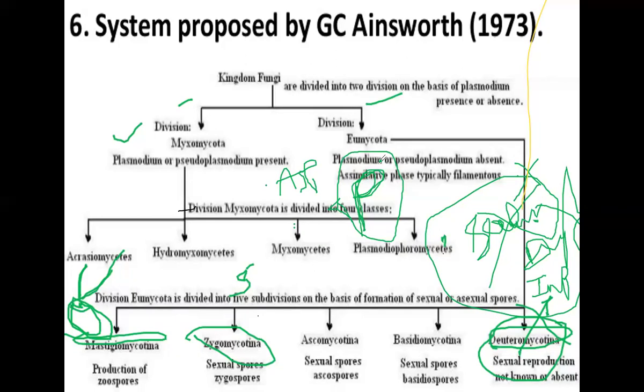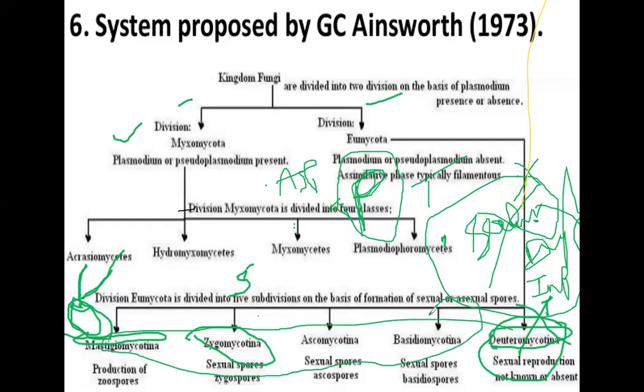The perfect stage of Penicillium is Talaromyces. Perfect stage, teleomorph of Penicillium is Talaromyces. After identifying the sexual stage in the Penicillium, they gave the name as Talaromyces. What name is it? Teleomorph name. Name of the teleomorph of Aspergillus is Emericella nidulans. Okay?